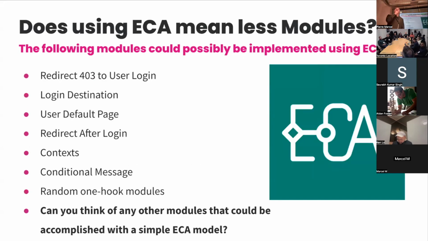Yep, I like where you're thinking here. I was just doing some quick thinking on this. A whole bunch of these very small modules that are just 2 or 3 hooks or services could become simple ECA models that we export to either a recipe or to config, like redirect 403 to user login, login destination, default user pages as well, different ways to show information when a user is logged in.